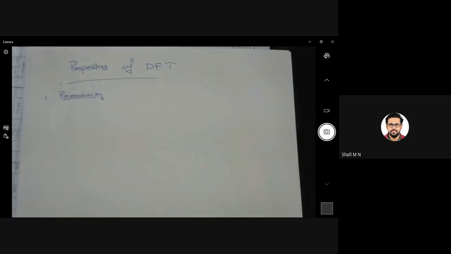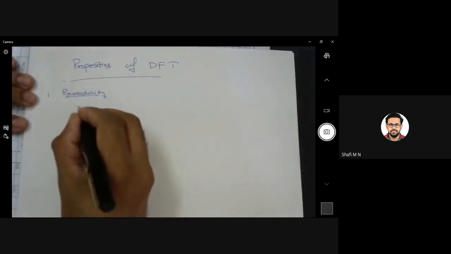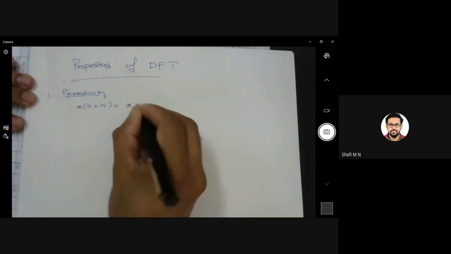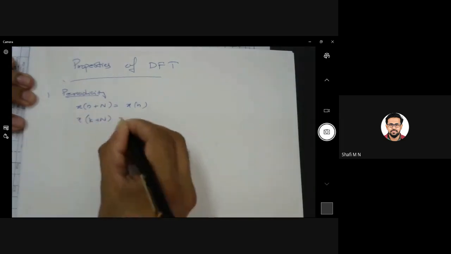In terms of time, remind your section is up to 40 minutes. Okay. So first property is periodicity. So periodicity is like this: x of n plus capital N is equal to x of n, and x of k plus capital N equal to x of k.